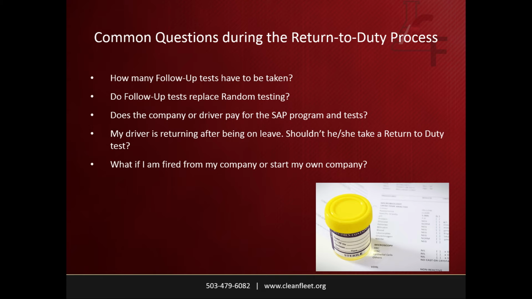And then what if I'm fired from my company or start my own company? All employment decisions belong solely to the employer. DOT regs do not address employment actions such as hiring, firing, or leave of absence. DOT and the United States Coast Guard regulations may prohibit you from performing your safety-sensitive functions after a positive test result or refusal to submit to testing. You should be aware that a positive, adulterated, or substituted DOT drug and alcohol test may trigger consequences based on company policy or employment agreement.